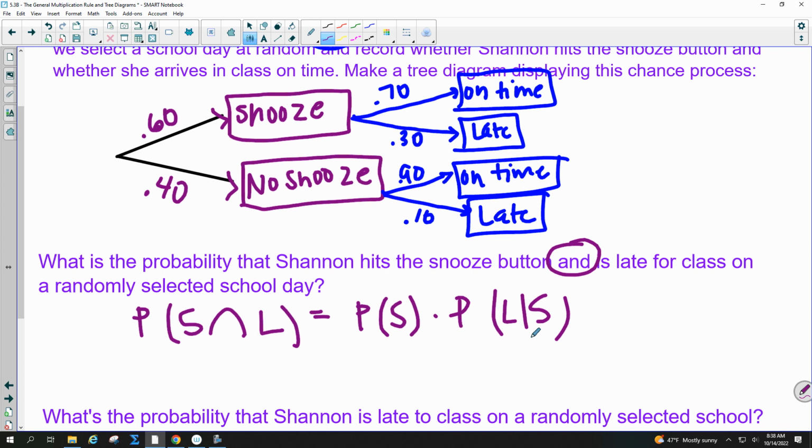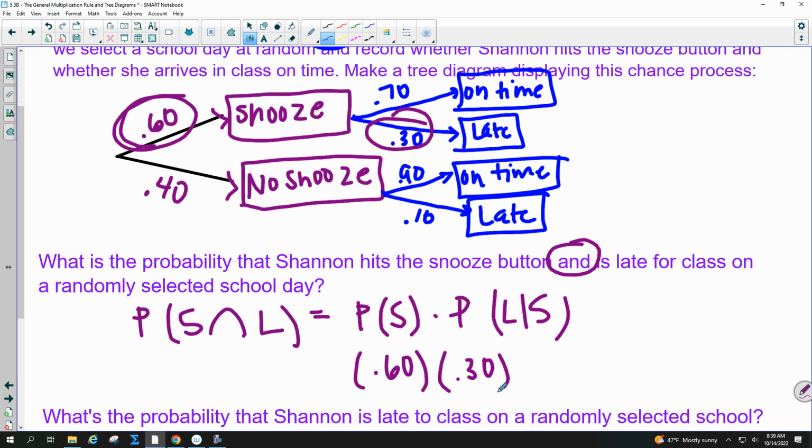So when we do and, it means we are going to multiply one times the other, meaning I'm just going to track my path. Snooze is 60%, and the probability of being late then is 30%. So I just do 60 times 30. That second one, late given snooze, is the 30%. And I get 0.18 for the probability she hits snooze and is late.